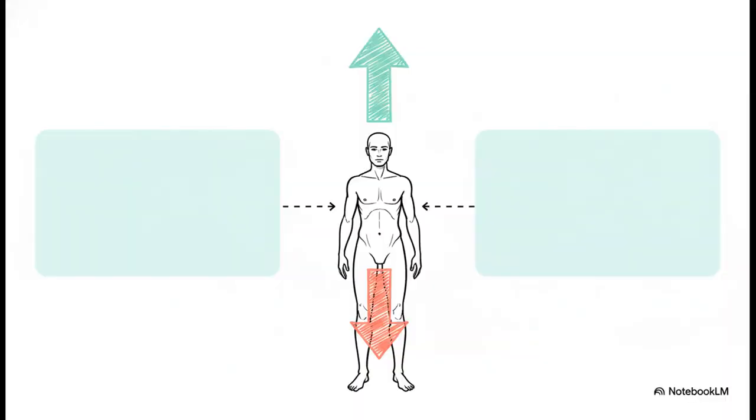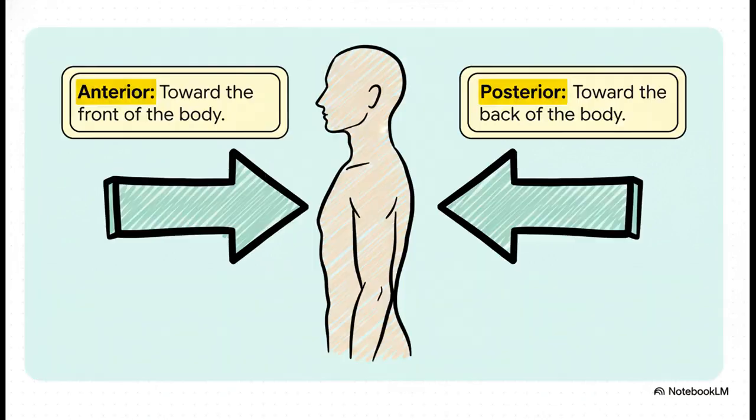Let's start with our version of north and south. In anatomy, superior means toward the head and inferior means toward the feet. So your face is superior to your neck, and your navel is inferior to your chin. Easy, right? How about front and back? Well, anterior means toward the front of the body, and posterior means toward the back. For instance, your sternum, your breastbone, is anterior to your heart.